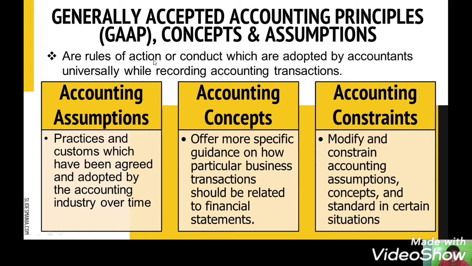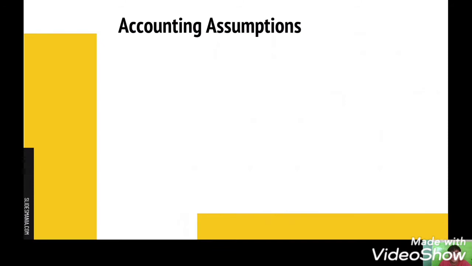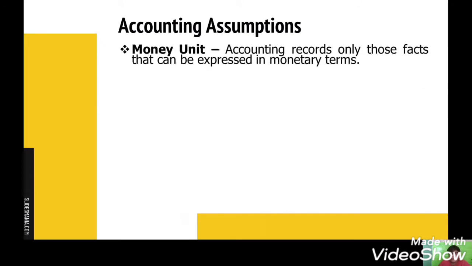So this is like a check and balance. So there are three of them. They work hand in hand. Concepts and standard in certain situations. So you can also say that it is an accounting standards in a way. But these are their most common names: assumptions, concepts, and constraints. So first we start with the assumptions. Some of them are in the book.